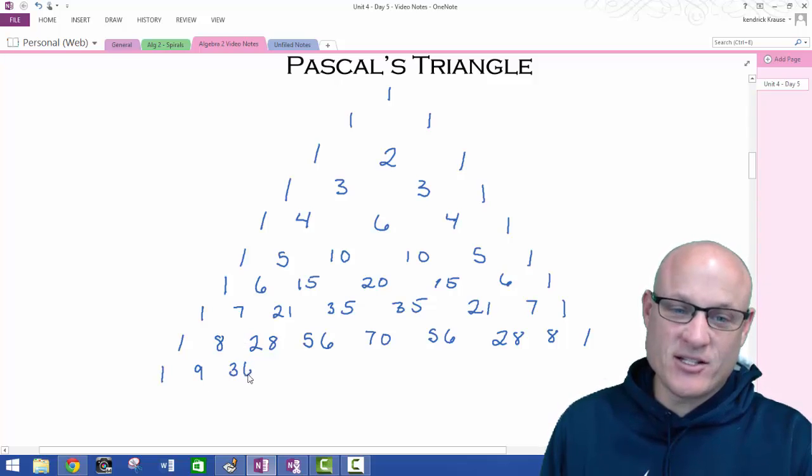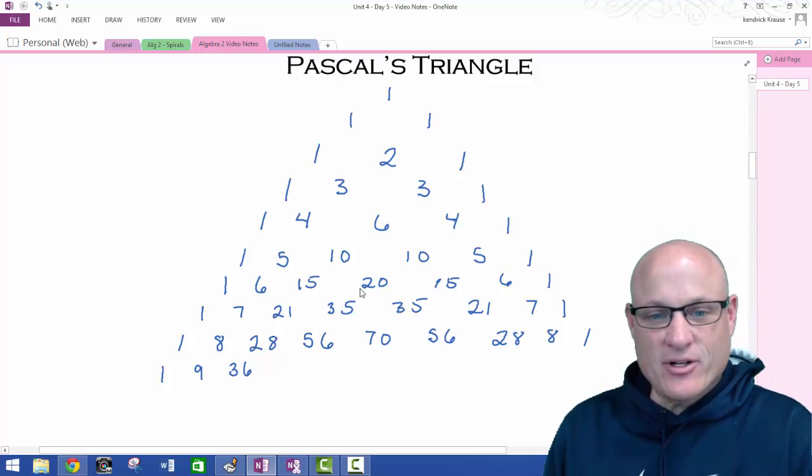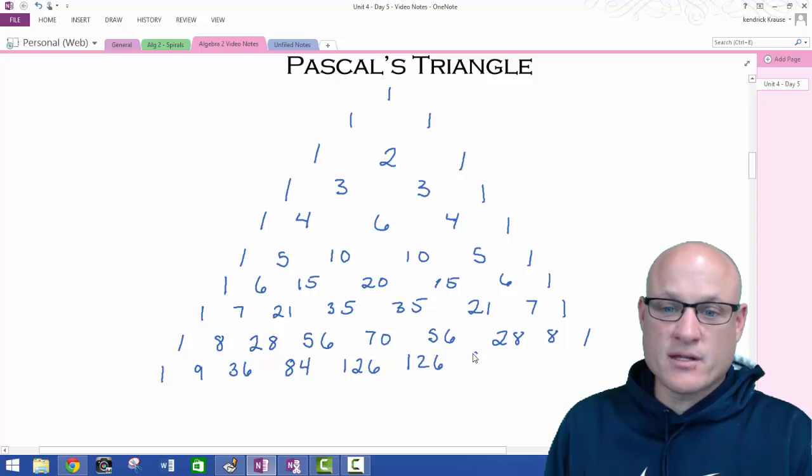36. It's early. Those of you that can't add very well, if I take 56 and I add 30, I get 86. But that's not quite 30, it's 2 less, so I get 84. Add these two up, 70 and 50 is 120, so that's 126. And then I don't really have to do any math. That's 126. That's 84. That's 36. That's 9, and that's 1.